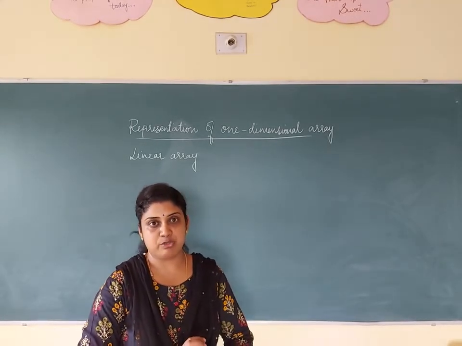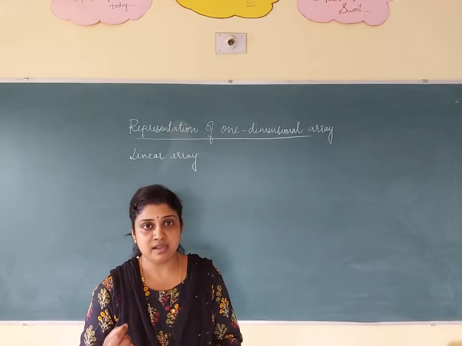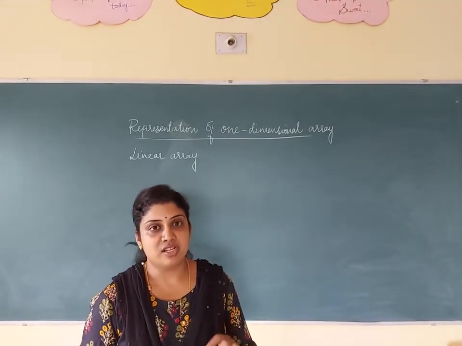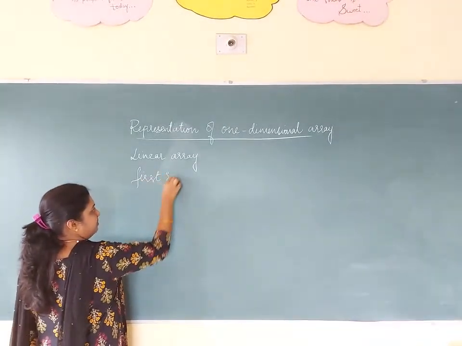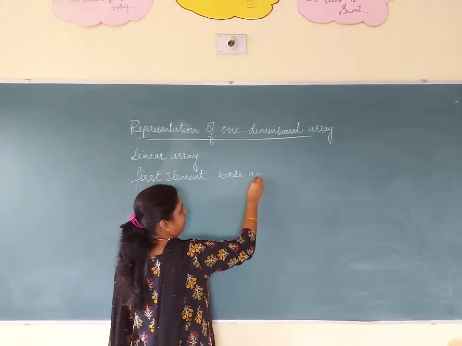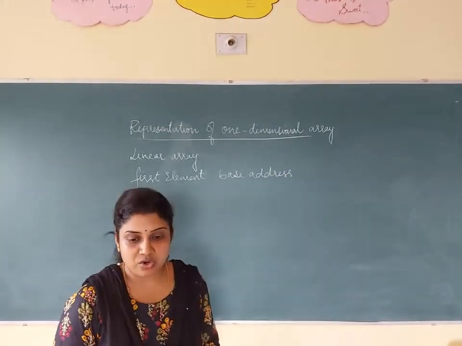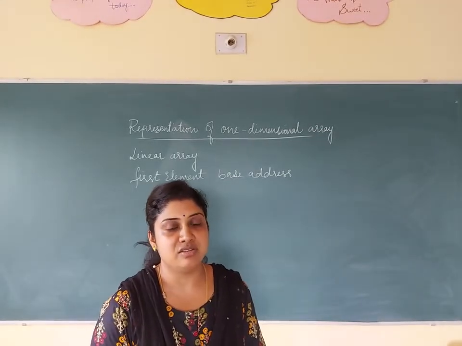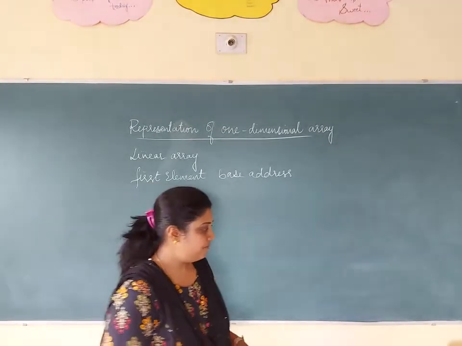According to the subscript position, that is 0, 1, 2, 3, according to that index we are going to access the data. So the first element of an array we call the base address. According to this base address, we are going to find the length of an array and calculate the address of an array. And I'll take one example.